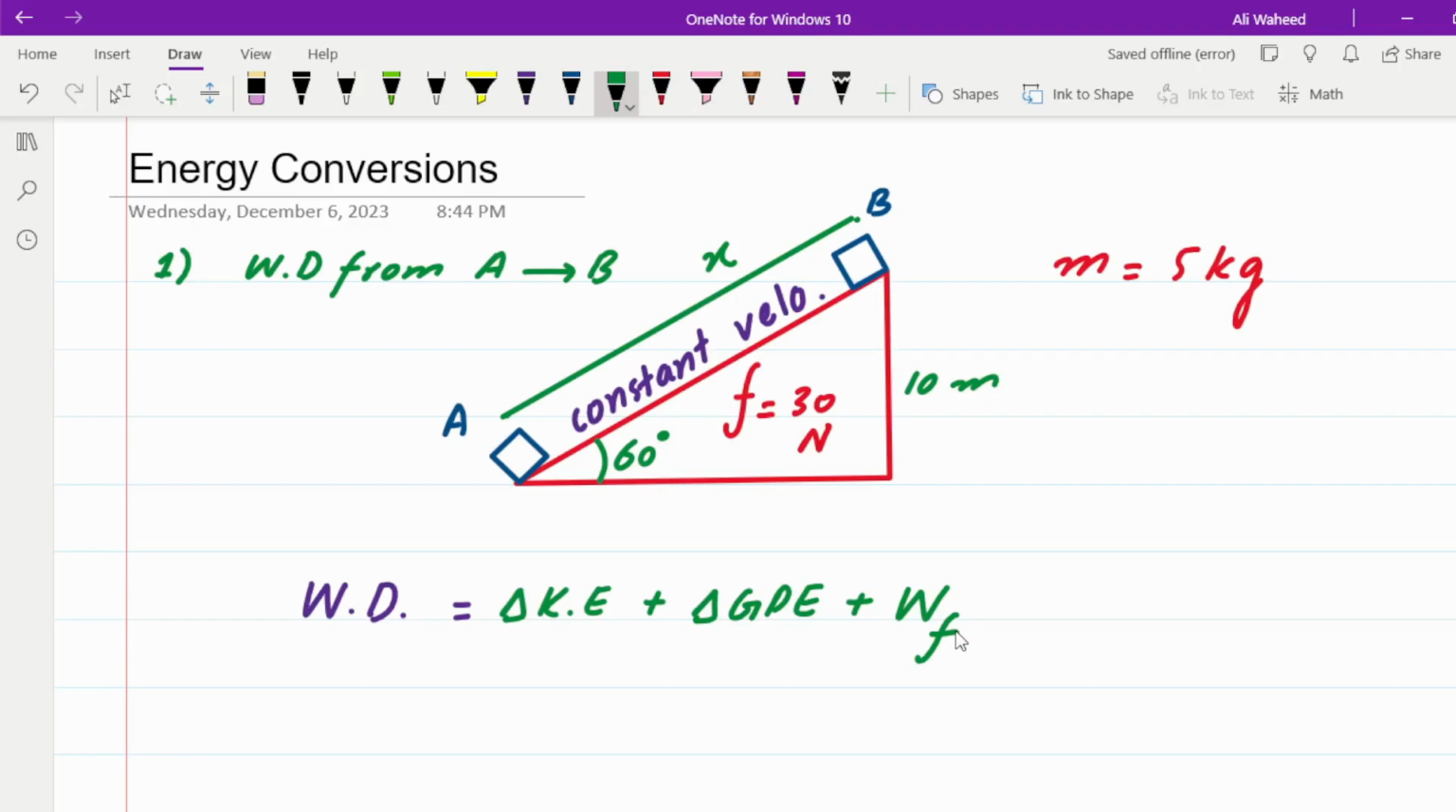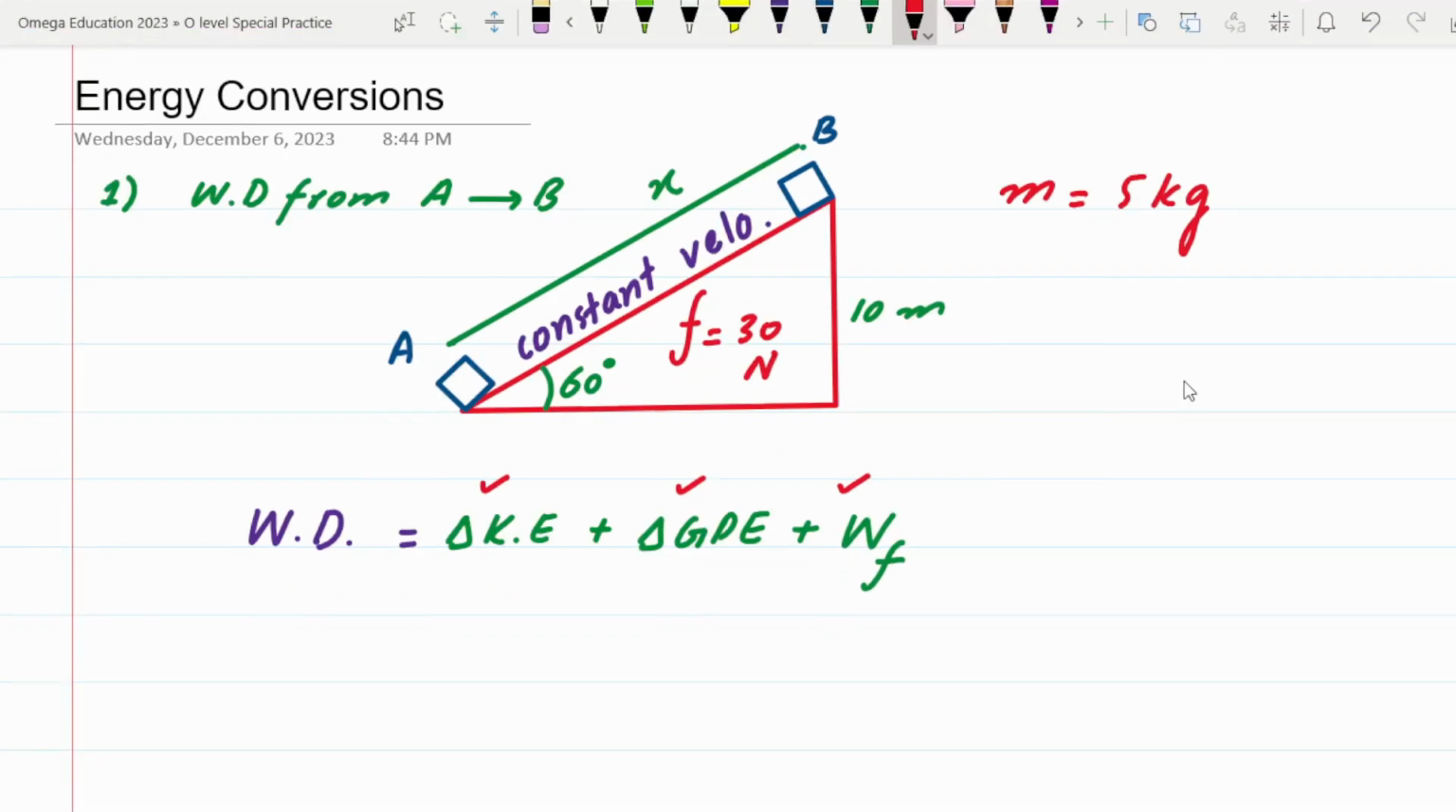So let us find the sum of all of these. Let's start off with the first thing. What is the change in the kinetic energy of the block? Now you realize this thing. If the block is moving with a constant velocity, then whatever the kinetic energy was at A, the kinetic energy at B is also the same. So let's say the kinetic energy was 100 joules here. So the kinetic energy would still be 100 joules over here. Why? Because the velocity is constant.